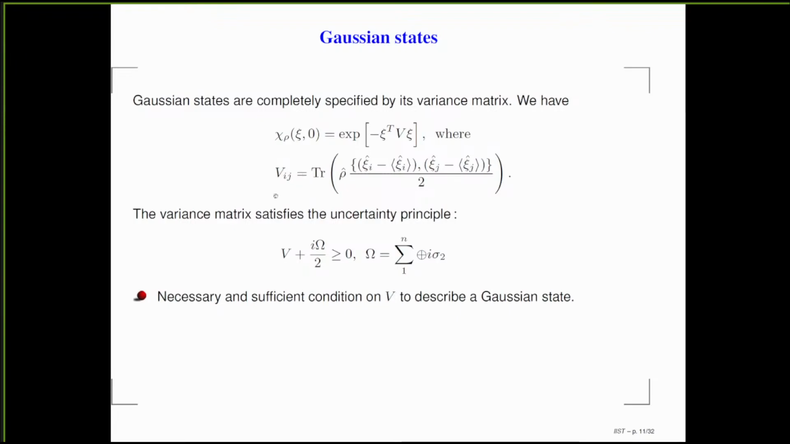And importantly, this variance matrix satisfies this uncertainty principle, V plus i Omega by 2 greater than or equal to 0, where Omega is defined as this, and sigma 2 is the second Pauli matrix. So this uncertainty principle turns out to be necessary and sufficient to describe a Gaussian state. So the idea is, for a Gaussian state, all you need to know is contained in the second moments, basically. Okay, so that's what defines a Gaussian state.